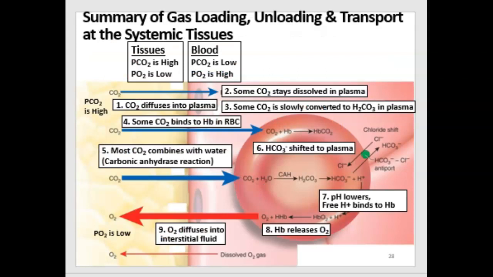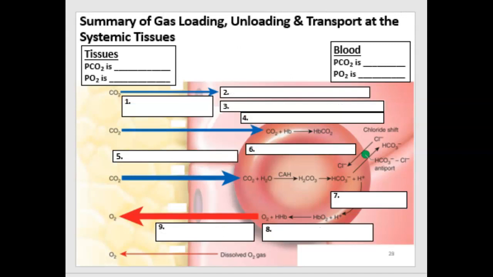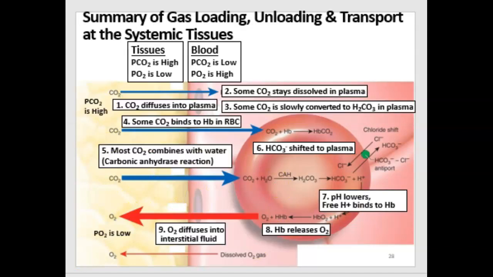Okay, this is a summary of gas loading and unloading that happens at the systemic tissues. We're going to start at the systemic tissues because I find that it makes the most sense for students to start here. Now, I've provided this slide for you, but I've also given you a slide that has all these items blank. And my suggestion is to not fill them in right now. And we'll come back to what I think you should do with this blank slide in a minute.